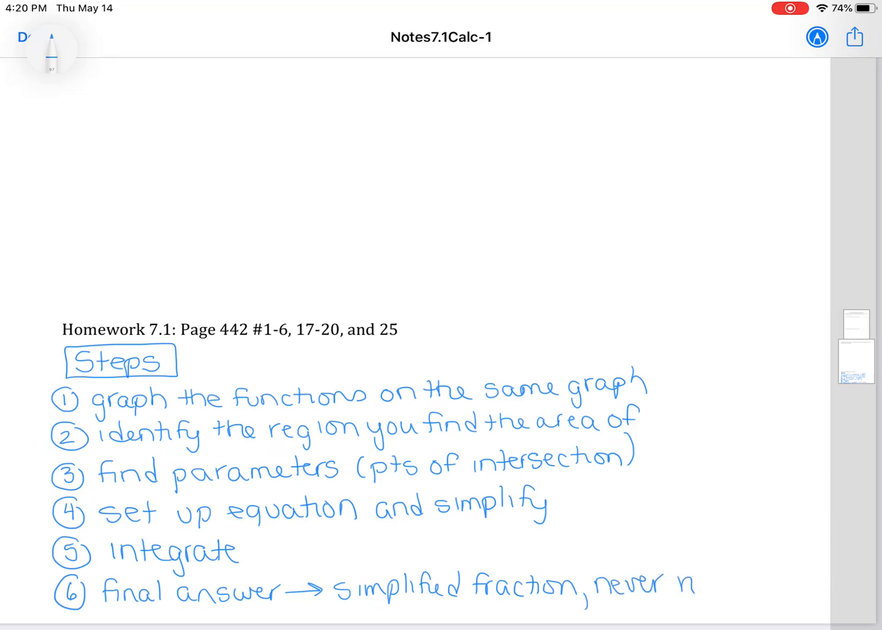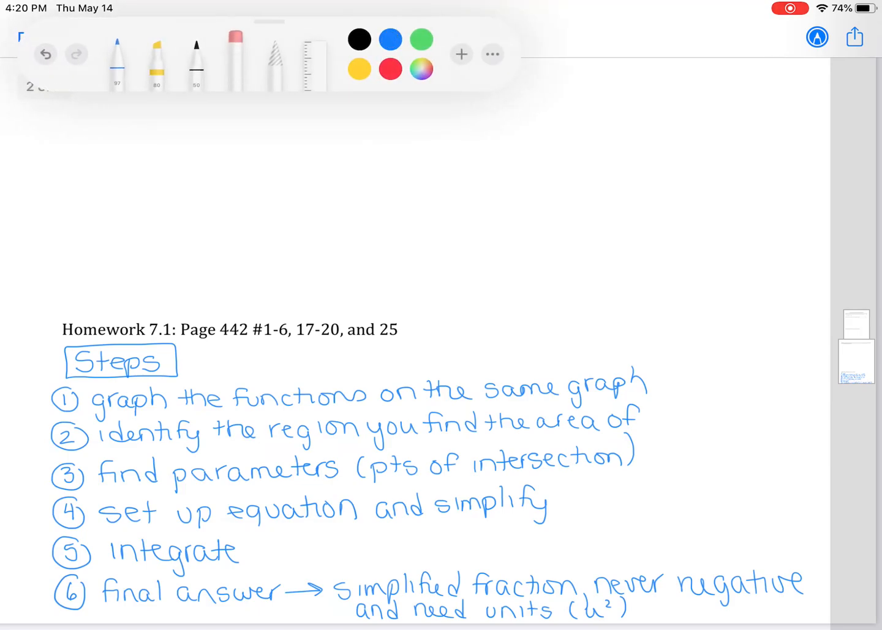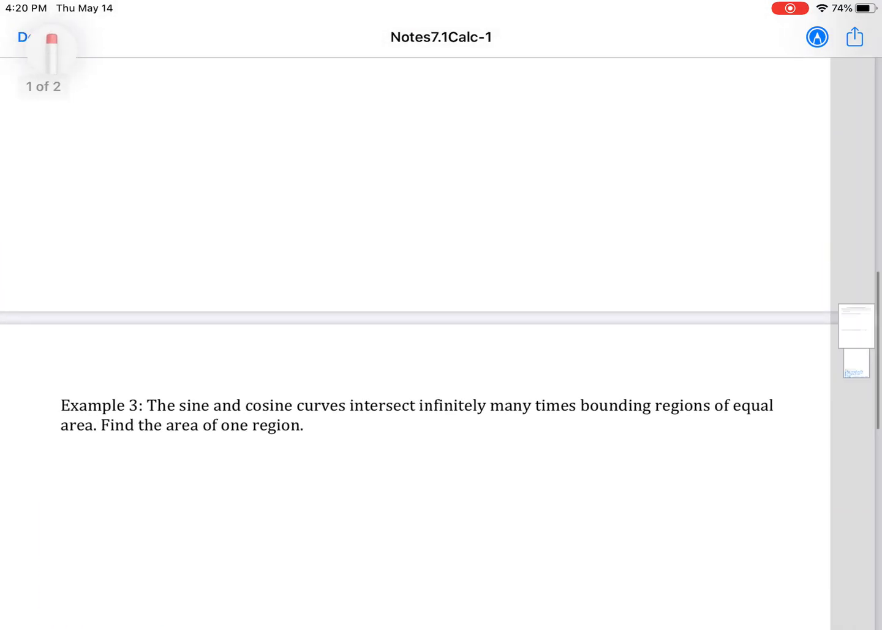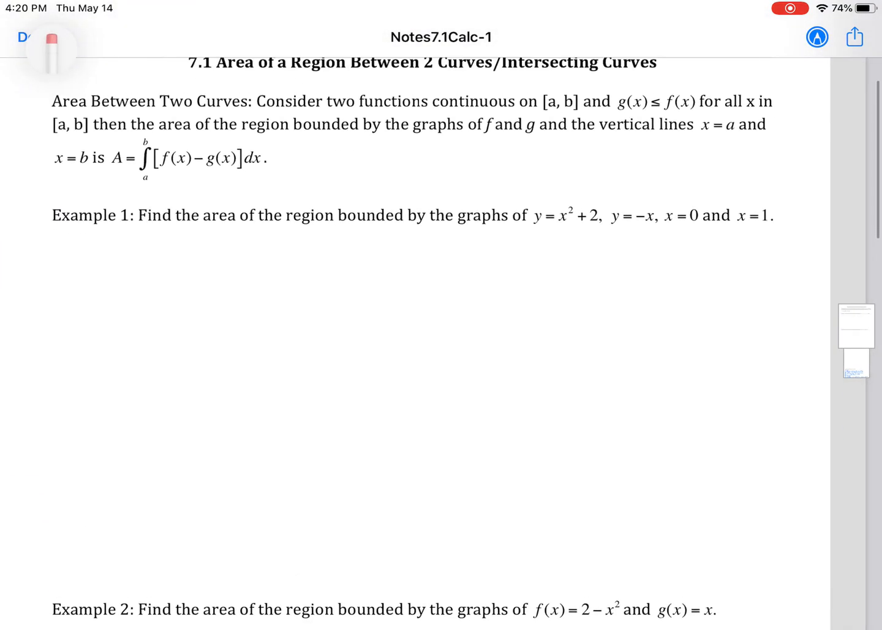Never negative, and given that we're talking about area, you also need units. Now, given that we're talking about area, it's going to be units squared, so you can write u squared for those. All right, so those are the 6 steps that we're going to follow when we go about these. I'm going to give you 3 examples in the notes, and then you guys will have a chance to work on some of the book work.